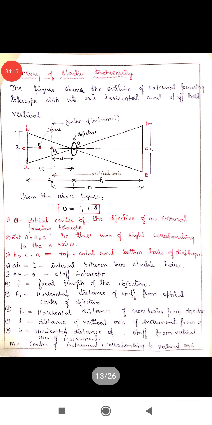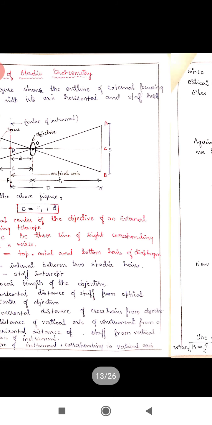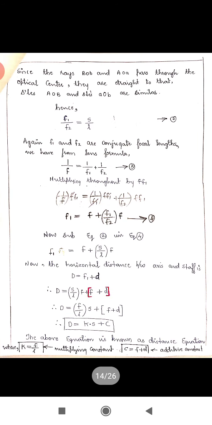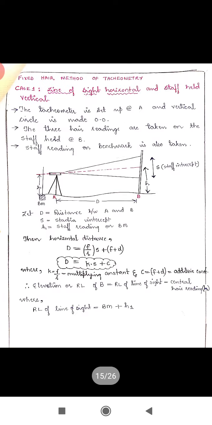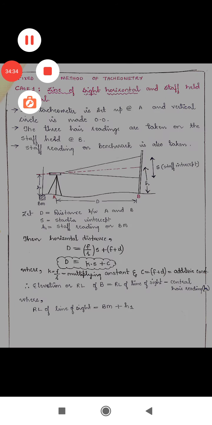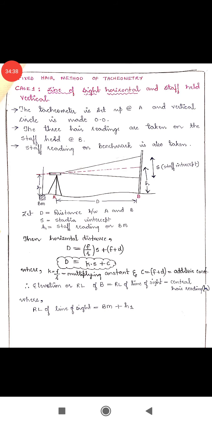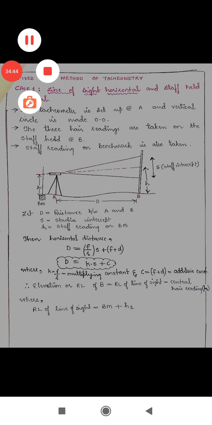Then we came to the theory of stadia. There we derived the D equation. D is equal to F1 plus D, and then we simplified it to get D is equal to Ks plus C, where K is the multiplying constant and C is the additive constant. Then we came to the two different cases. Where the line of sight is horizontal and the staff is held vertical, D is equal to Ks plus C, and you can easily determine the RL of different points by using that.